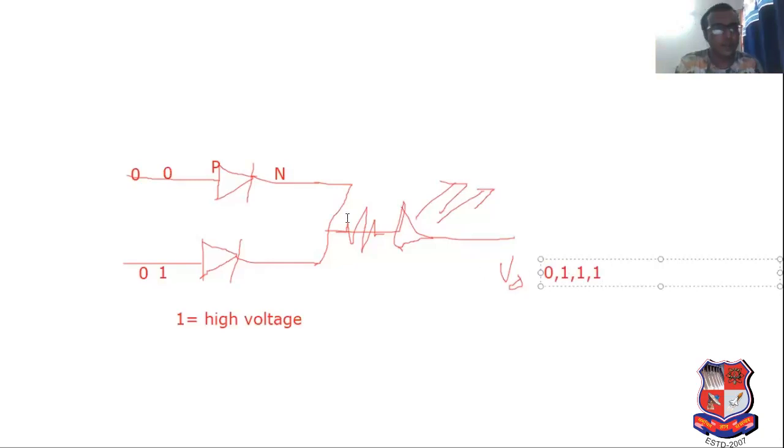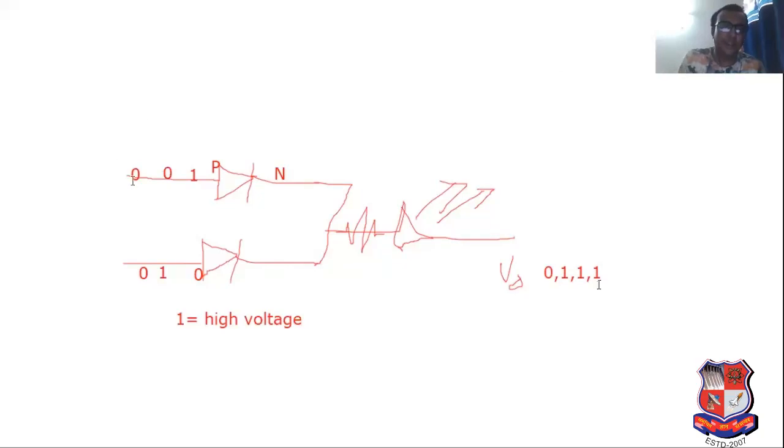And the fourth case also gives output 1. Right here is the third case: here 1, here 0. At that time this diode is conducting and this one is not conducting, and in the fourth case both diodes are conducting, so the output is 1. So this is the complete explanation of the OR gate.